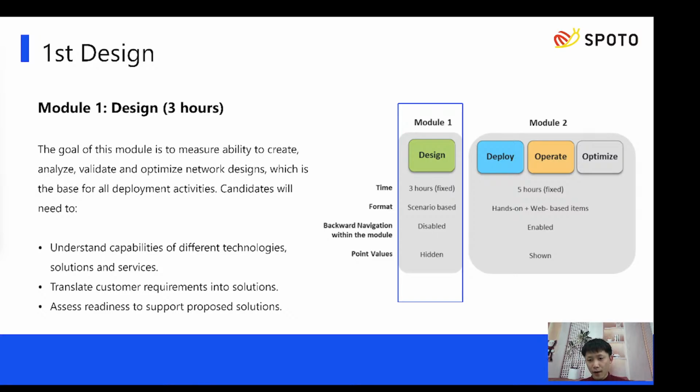Actually, I think practical experience and theoretical knowledge are both important.